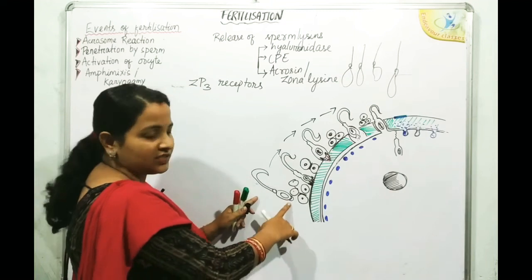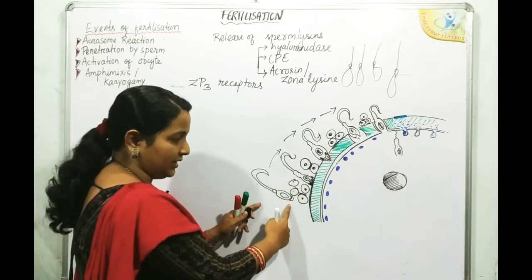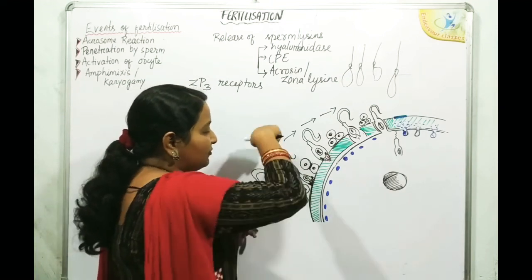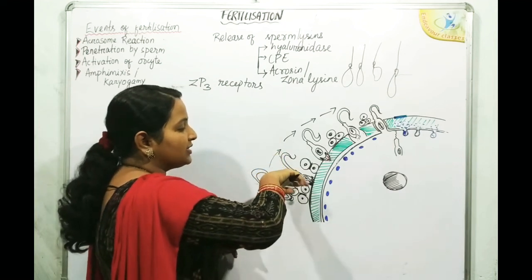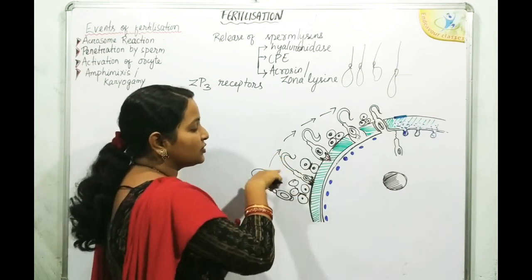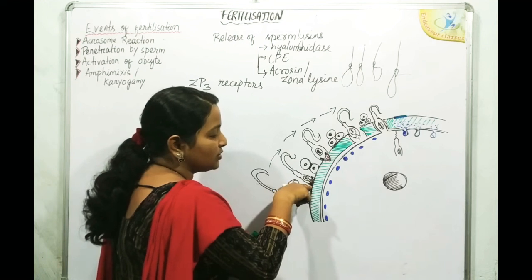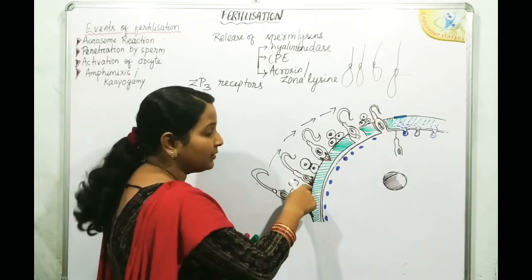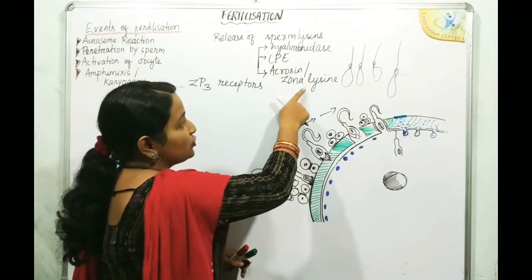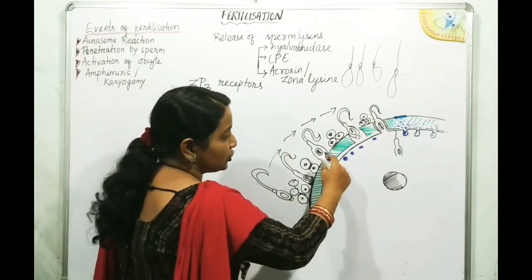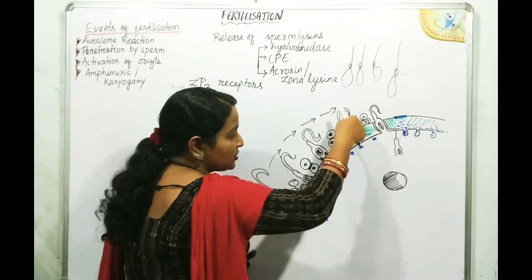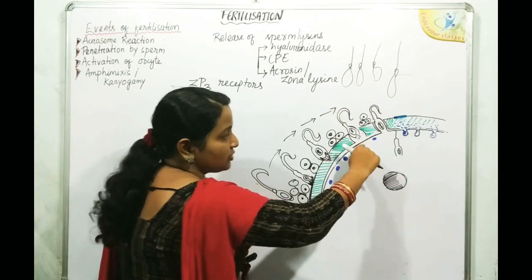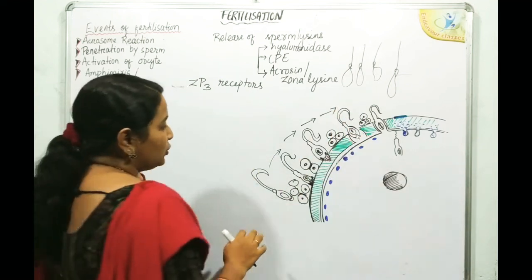So these are simultaneous events, one after another. First, the sperm establishes contact with the corona radiata layer. Then, after digesting the hyaluronic acid and corona radiata cells, the sperm reaches the surface of the zona pellucida. Then it binds to the ZP3 receptor. Then acrosin or zonalysin digests the zona pellucida layer. Then the sperm reaches the surface of the vitelline membrane.